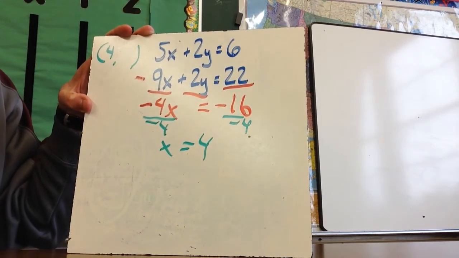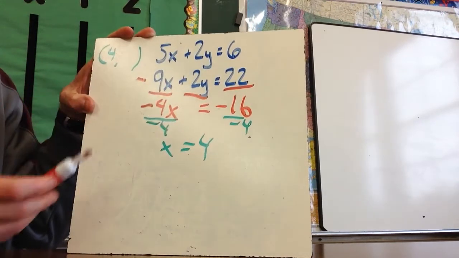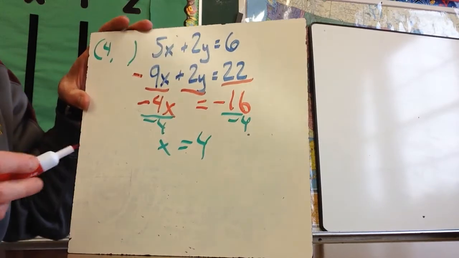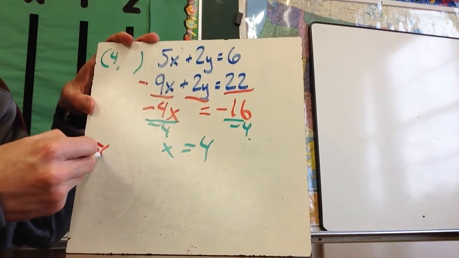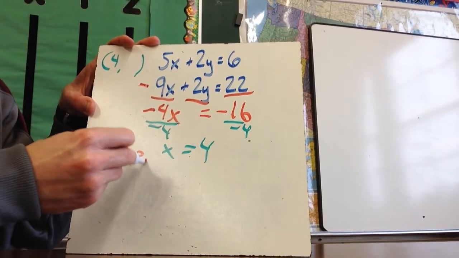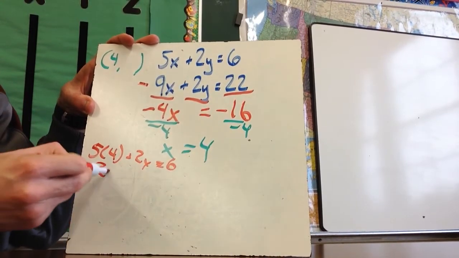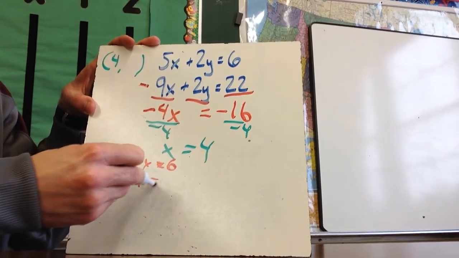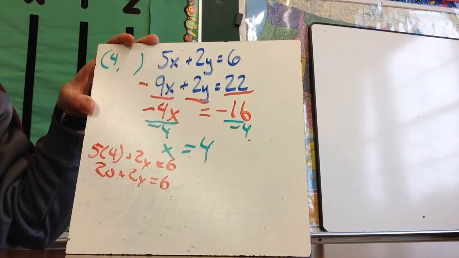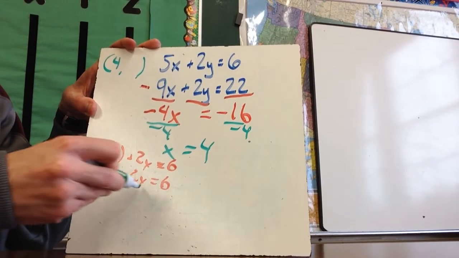All right, now taking that 4, I can substitute that 4 into either of these two equations. I'll take this top one since it's smaller numbers. So this is going to be 5 times 4 plus 2y equals 6. 20 plus 2y equals 6. Subtract 20 from both sides.